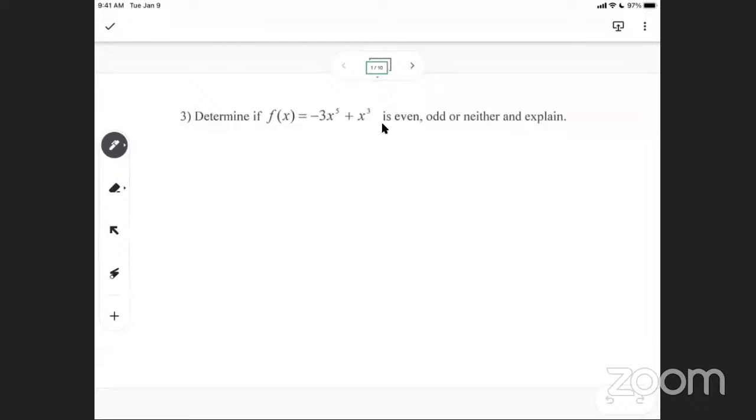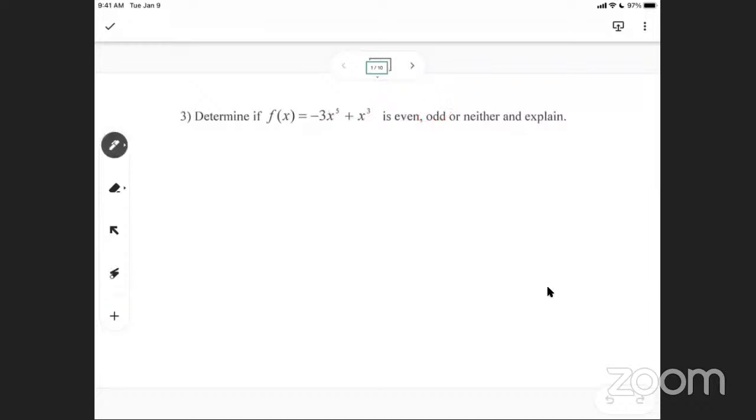So this first question here says, determine if it is even, odd, or neither, and explain. Well, I know right away that it's going to be odd, because one of the things that you realize is that if it's a polynomial function and every term has an odd exponent on it, then it's an odd function.